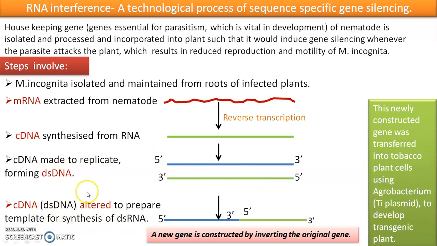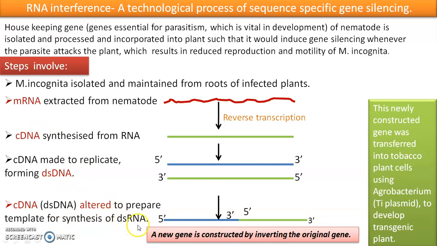Now this is the most important step. This double-stranded DNA is altered in vitro. This process is done in vitro, not in an organism. It is done in the laboratory. It is altered to prepare a template. Template means the parental strand for synthesis of RNA. You know, transcription I already said. First step is transcription. DNA to RNA is transcription.